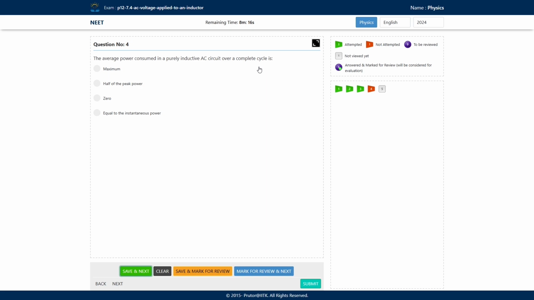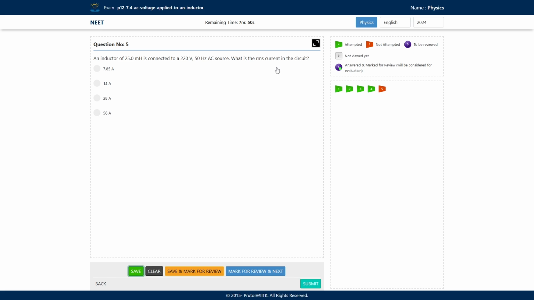The average power consumed in a purely inductive circuit over a complete cycle: we have calculated what is the average power consumed in the purely inductive circuit. Maximum, half of the peak power, 0 or equal to instantaneous power. Yes, 0.